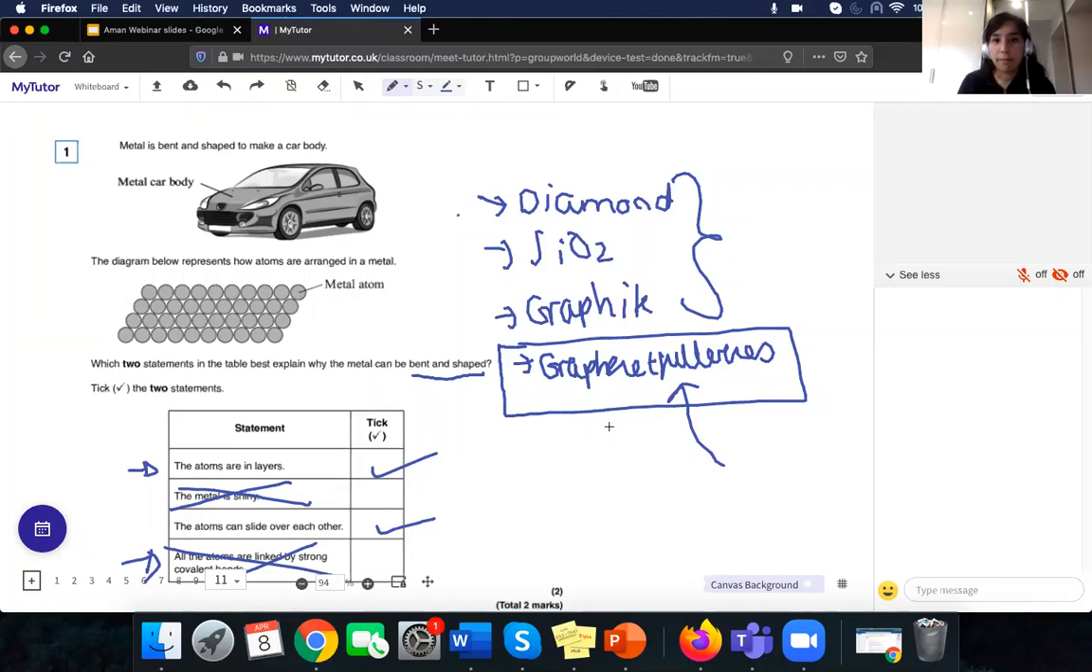Thank you. Do Edexcel exams have all of this in the paper as well? So when I was looking at the exam boards, I believe Edexcel and AQA do cover fullerenes, graphite, and metallic bonding. I think the OCR exam board don't cover fullerenes, but Edexcel do.